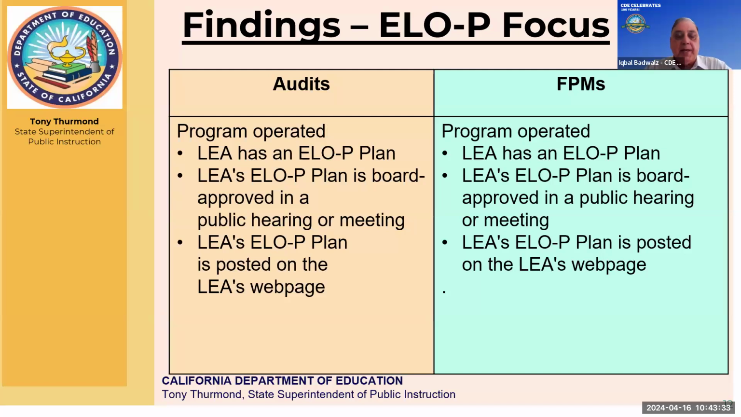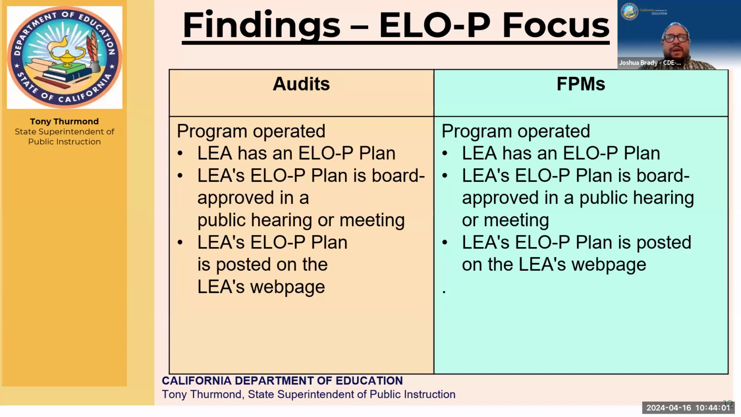So these are some of the similarities. In the audits, the auditors will be reviewing for and verifying that the LEA has an ELO-P program plan, and the LEA's ELO-P program was board approved in a public hearing or public setting, and LEA's ELO-P plan is posted on the LEA's webpage for public information. Go ahead, please. And as you see, everything is the same for FPMs.